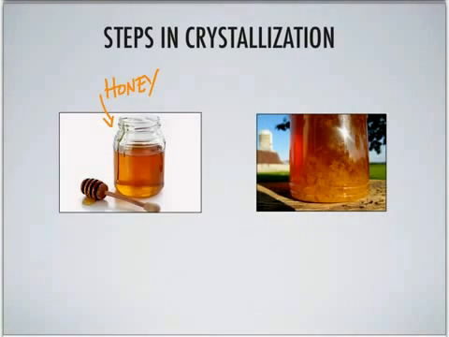Honey is another example of sugar solution because it contains soluble sugars such as sucrose, fructose, and glucose. Maybe you have seen that after you stored honey for a long time, some of the sugar crystallizes, as you can see in the picture here. You can see some solids suspended in the liquid honey. So this is another example of crystallization which starts from solution.